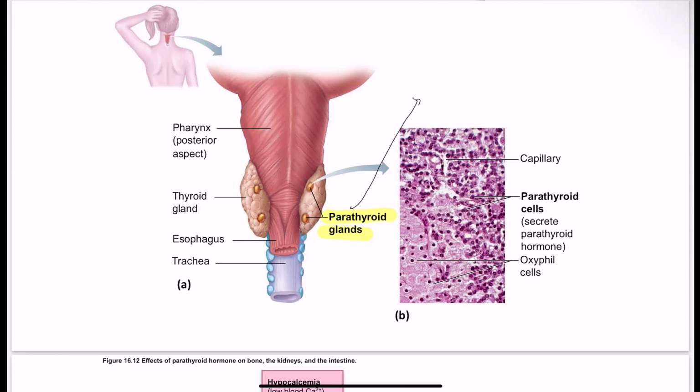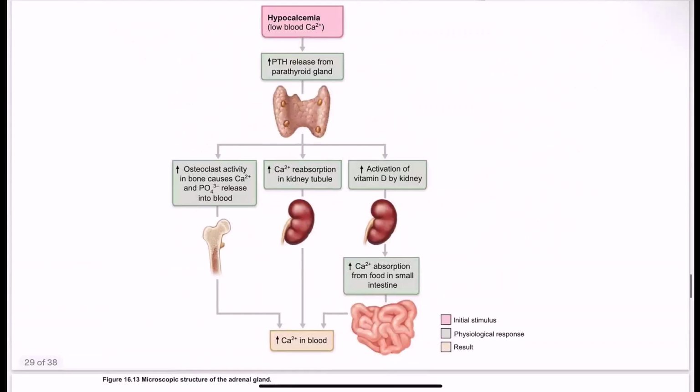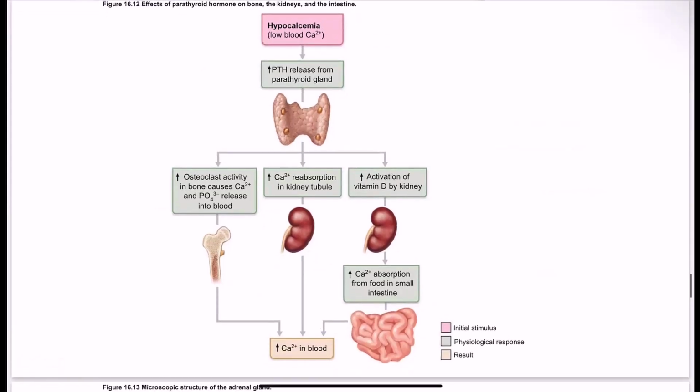So parathyroid glands release parathyroid hormone, or PTH, which is released when blood calcium is low. Let me show you some of these effects. So here's how PTH works. In response to hypocalcemia, that's low blood calcium, PTH is released from the parathyroid glands.